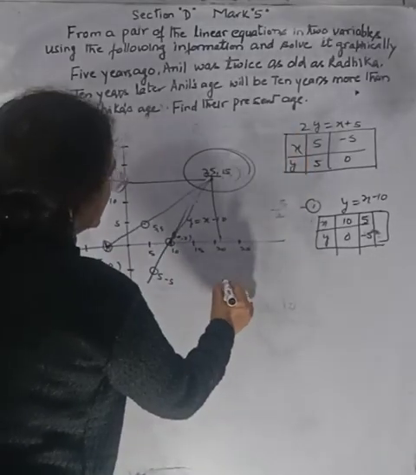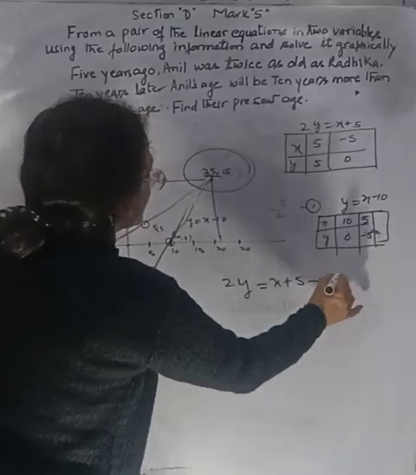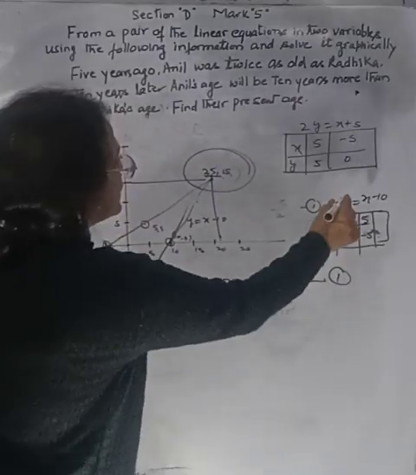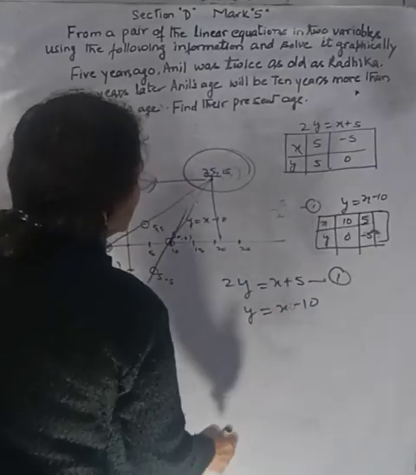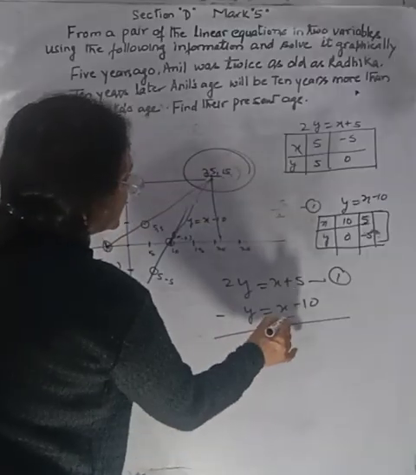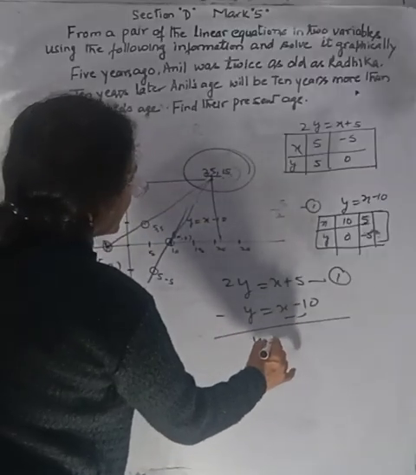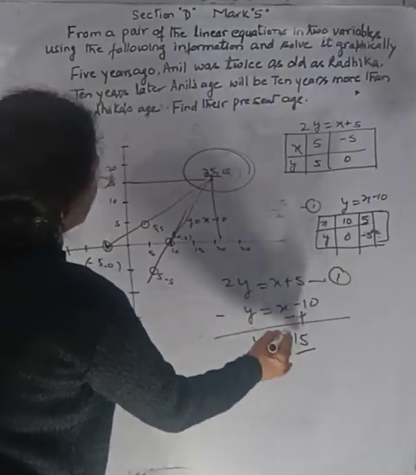You can solve it. 2y is equal to x plus 5. This is equation number 1. Or this is y is equal to x minus 10. Okay, subtract. You can subtract both sides. So it was y, this is subtracted. This is 50. y is equal to 50.